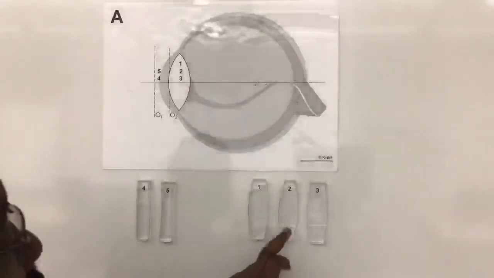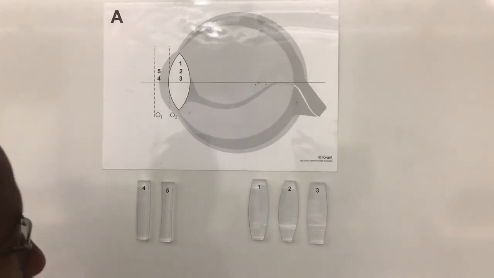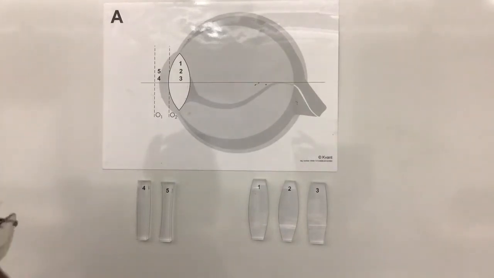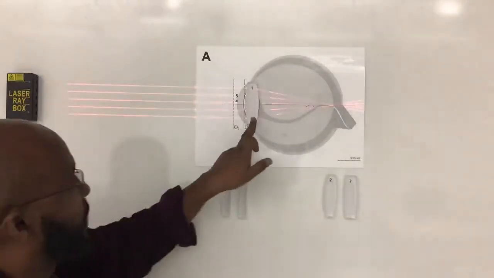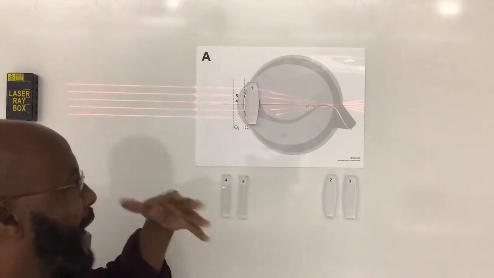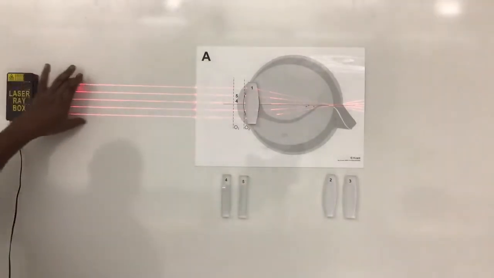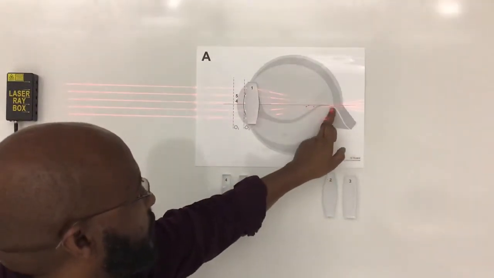So these three converging lenses would show you one is normal and the other two are an eye with vision defect. Okay, so I will show you one by one. What we see here is converging lens one, and that represents a normal eye with no vision defect. And as you can see, these parallel rays converge exactly on the retina here.